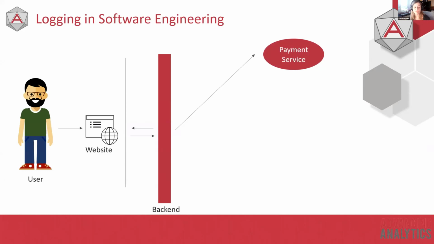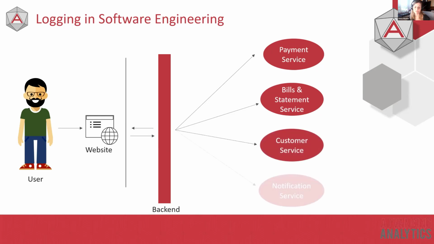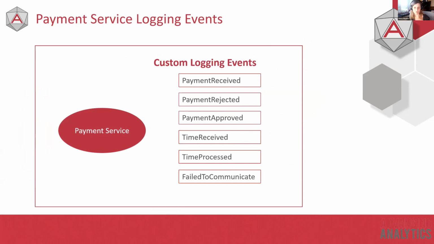A system that I worked on had a payment service, billing and statement service, customer service, and notification service. These are essentially all microservices in the background that are affected by this one transaction. And we want to log all of that information as it's happening. We want to define some structured logs so we can track what's going on. What can those structured logs be? For example, with the payment service, we could have payment received event, payment rejected, payment approved, time received, time processed, and essentially a fail to communicate.